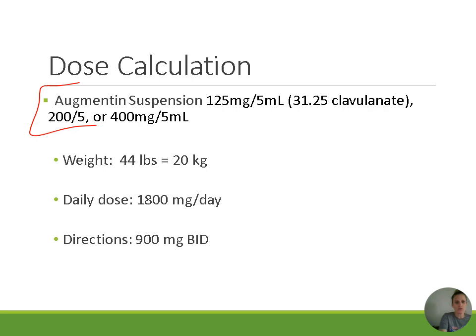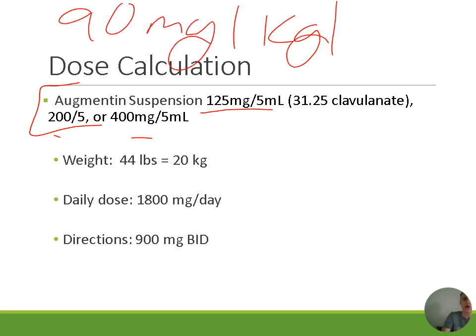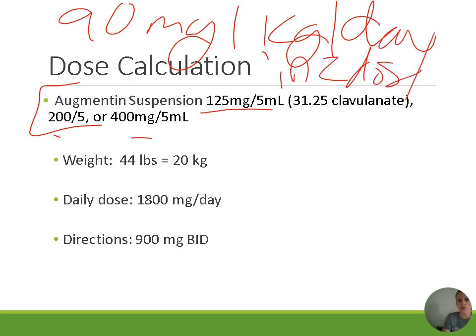Here we see the forms that Augmentin comes in, or amoxicillin clavulanate. We're dosing off of the concentration of amoxicillin. So I've got the amoxicillin doses here. Again, we are going to give our kiddo 90 milligrams per kilogram per day. We want 90 mg per kg per day in 2 doses. So whatever that daily dose is, we divide that by 2. We're not going to give it all at once.